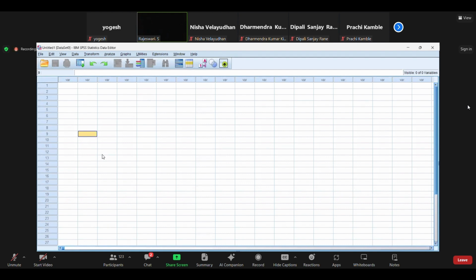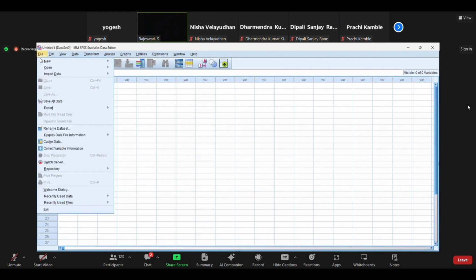Whatever data you have in Excel, see, nowadays as researchers, we collect all the data through Google Forms. So we get a spreadsheet, and that spreadsheet itself you can use in SPSS. By importing the data, we basically have it in Excel.